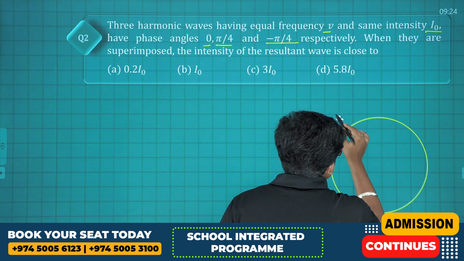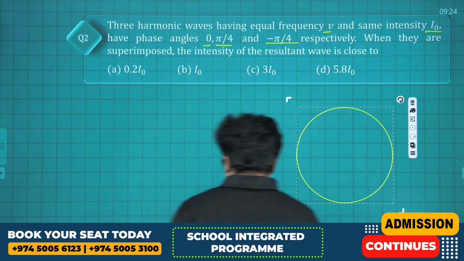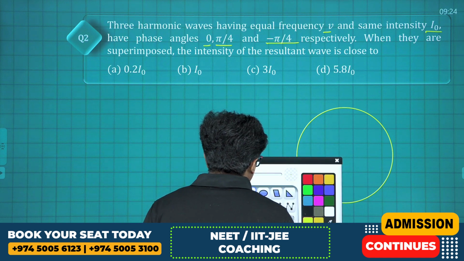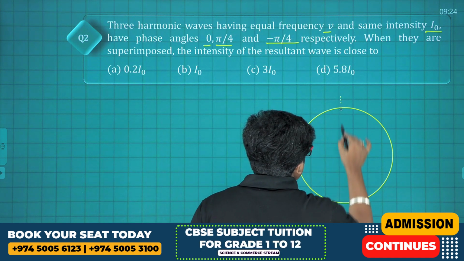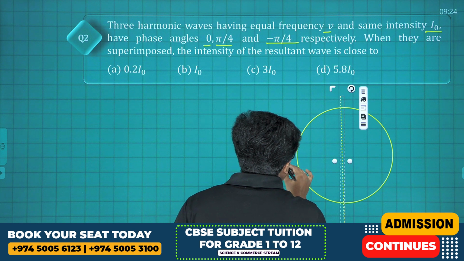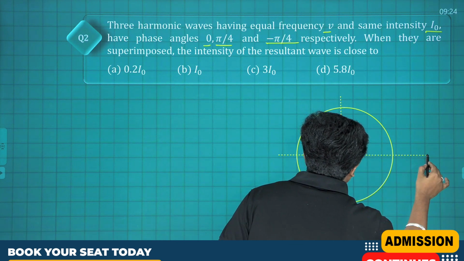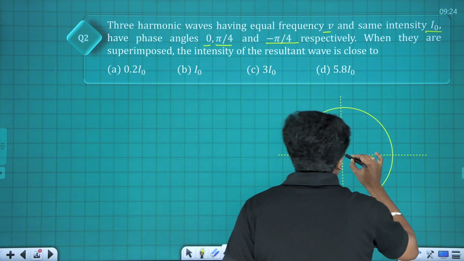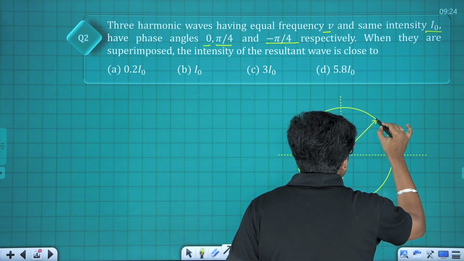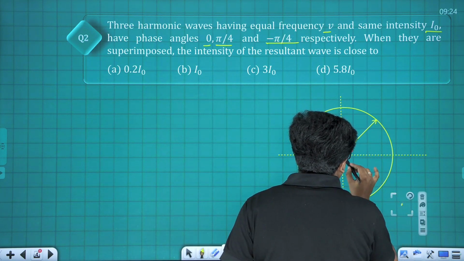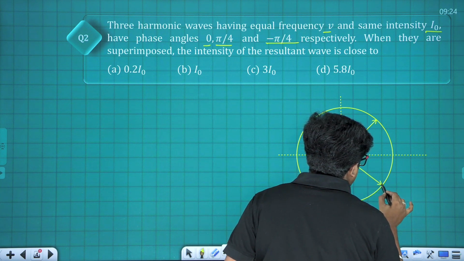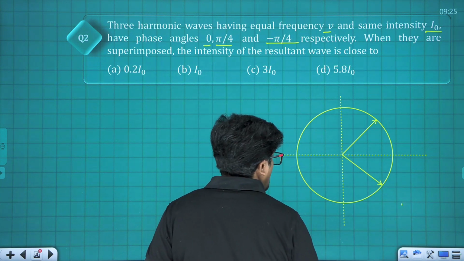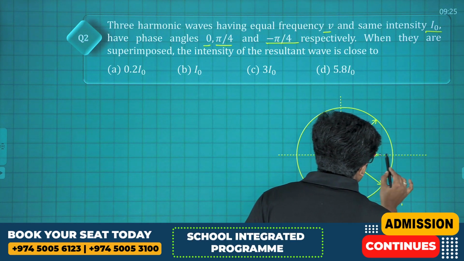Let me represent these waves first, in the form of a phasor diagram. I repeat, in the form of a phasor diagram I would like to represent. So let this be the reference, let this be the first wave, let this be the second one, and let this be the third one.